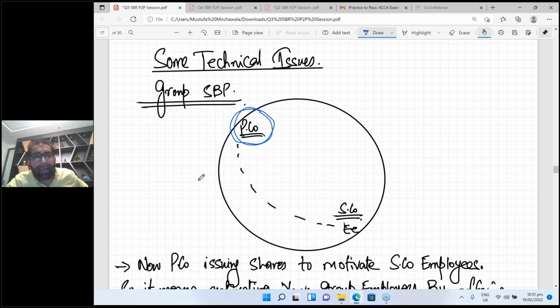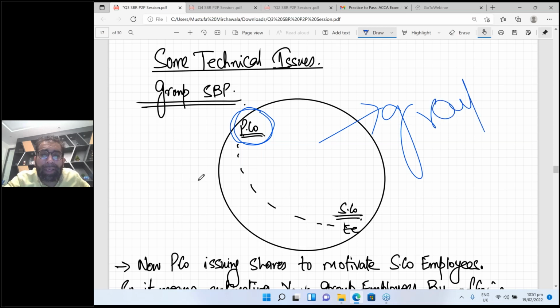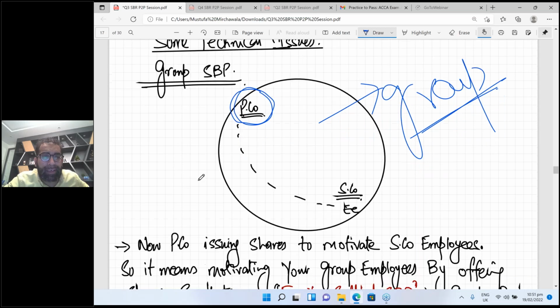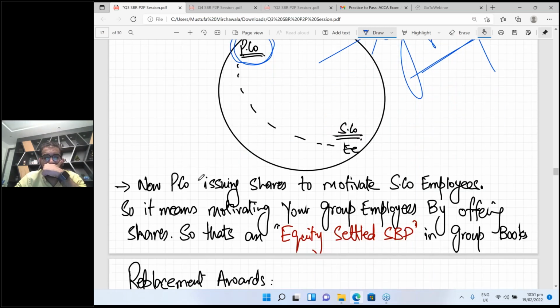Now this transaction is a pure equity settled share based payment for group accounting. Why? Read this line.